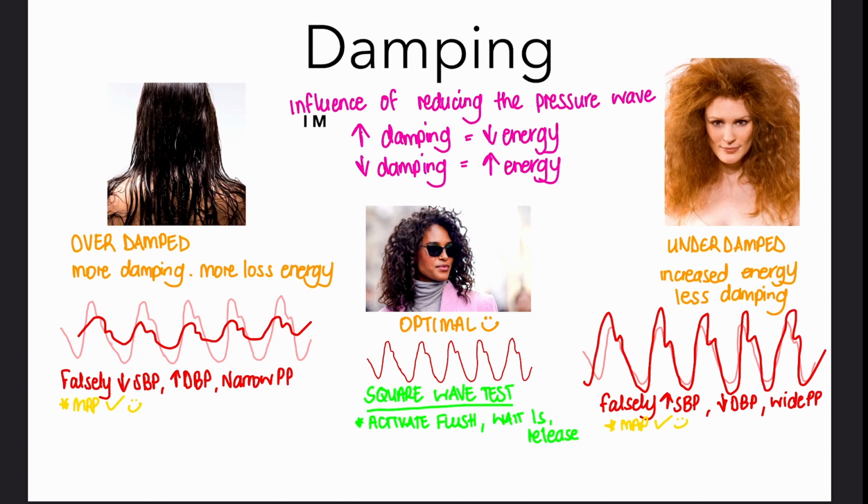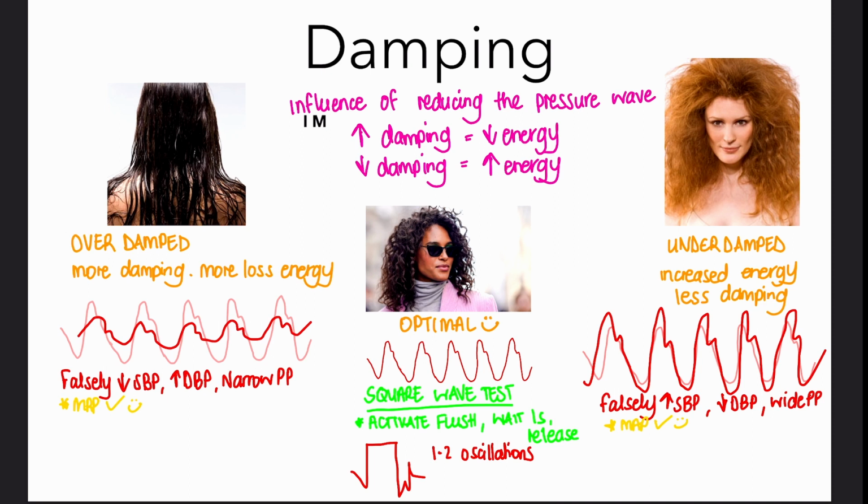In an optimally damped state, or a normal arterial waveform that doesn't have over or under damped influence, in a square wave test where we activate our flush, we should see a nice square, and then once you let go, while it's balancing itself out, we will see 1 or 2 small oscillations, and then the arterial waveform that we know well. Then we know it is optimal, and we can trust the systolic and diastolic.